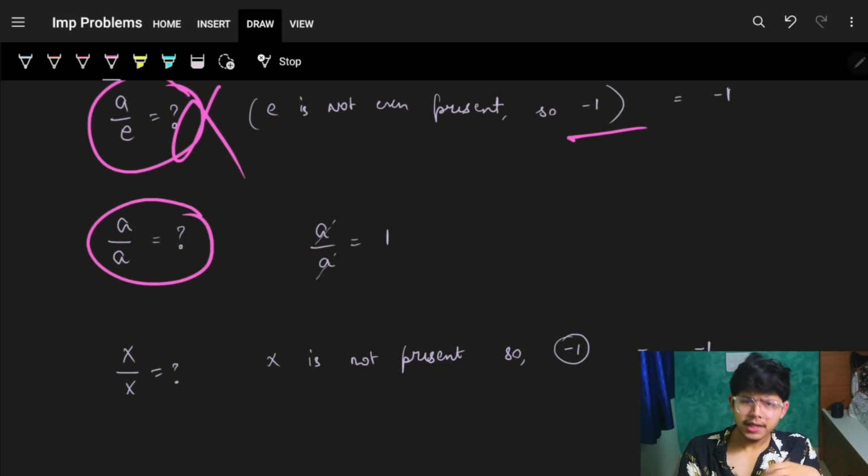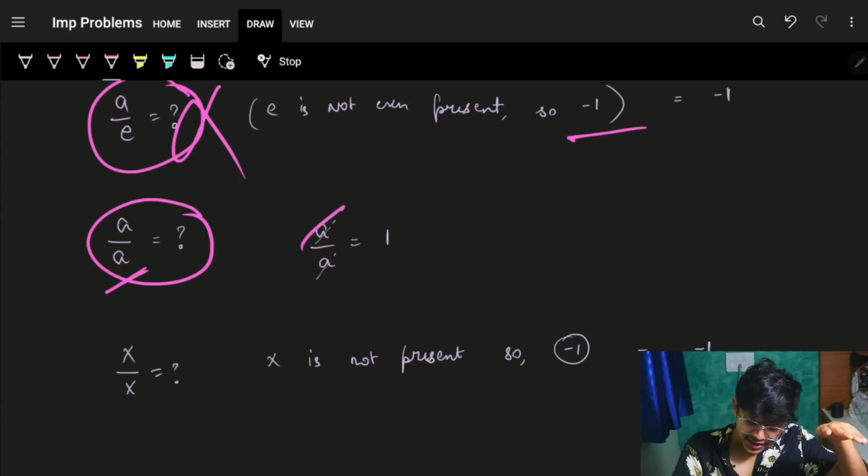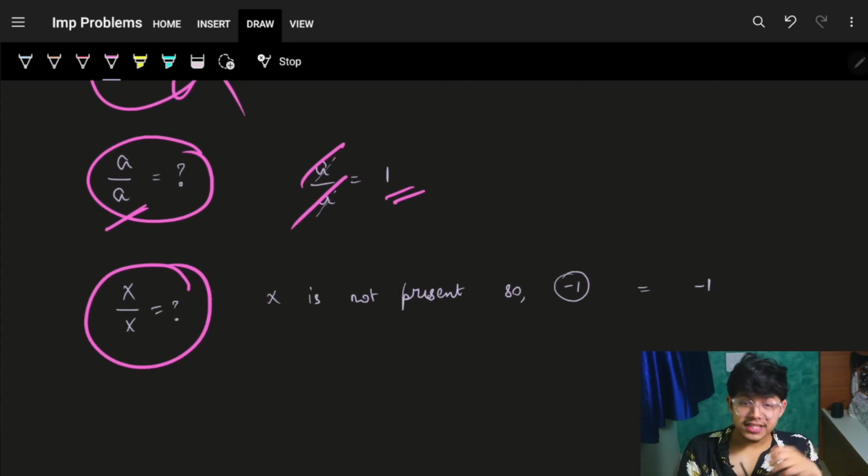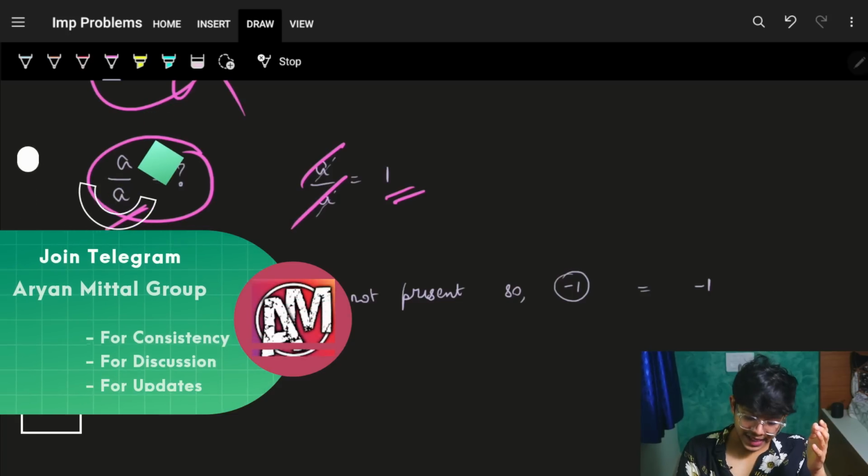Cool. A upon A: A was present, and A upon A is itself, so cancelling both of them I get 1. That's the reason the answer is 1. For example, X upon X, although the answer for X upon X should be 1, X was not present.